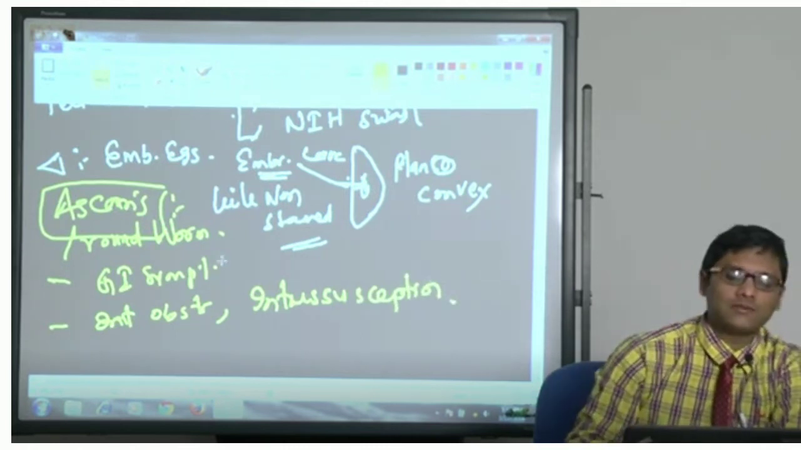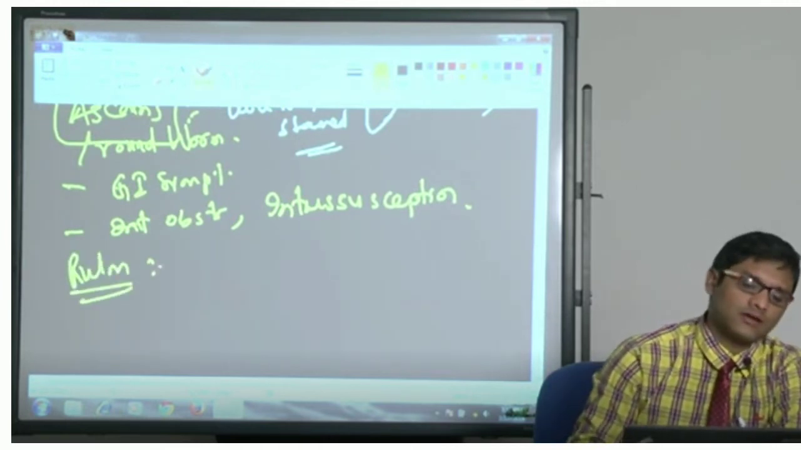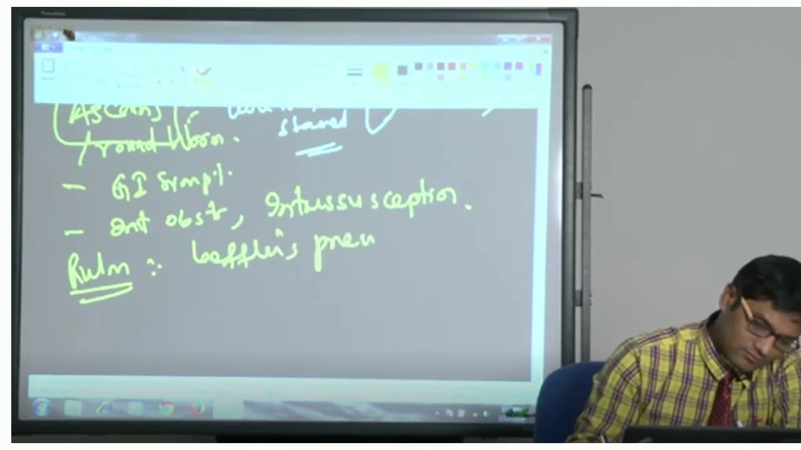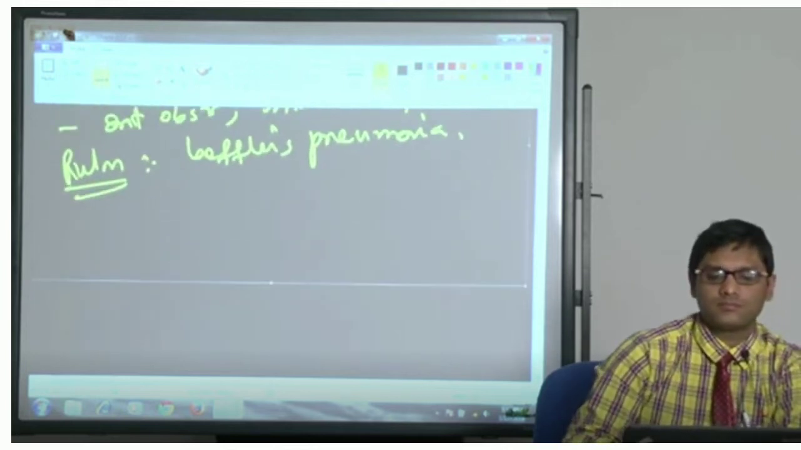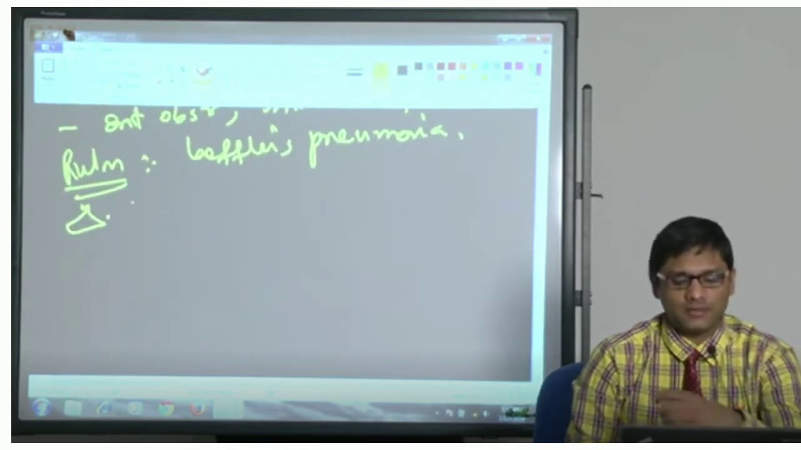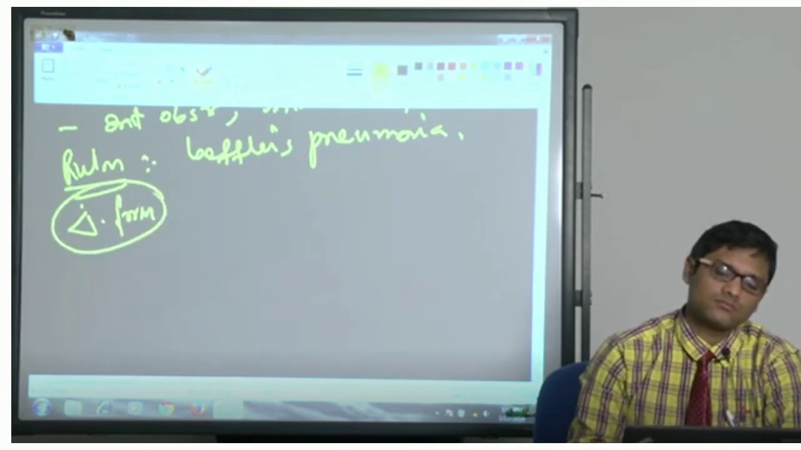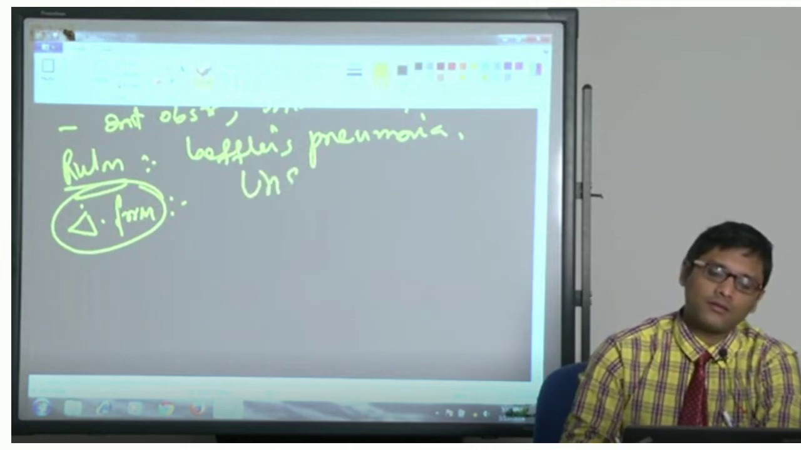And don't forget, it has a pulmonary phase, yes or no? The pulmonary phase can cause Loeffler's pneumonia. Which is the diagnostic form? For Ascaris, the diagnostic form is the unembryonated egg.